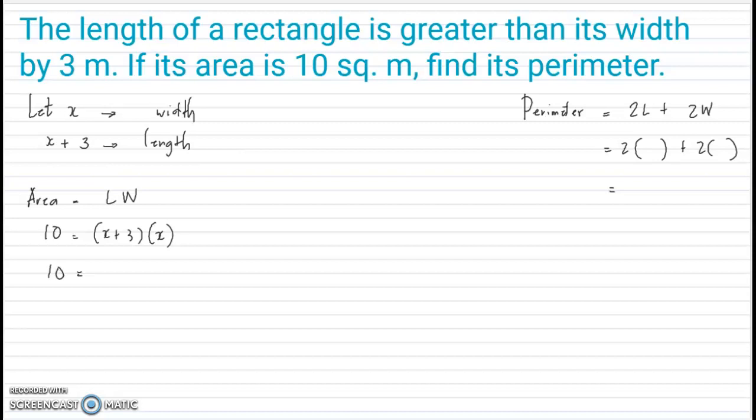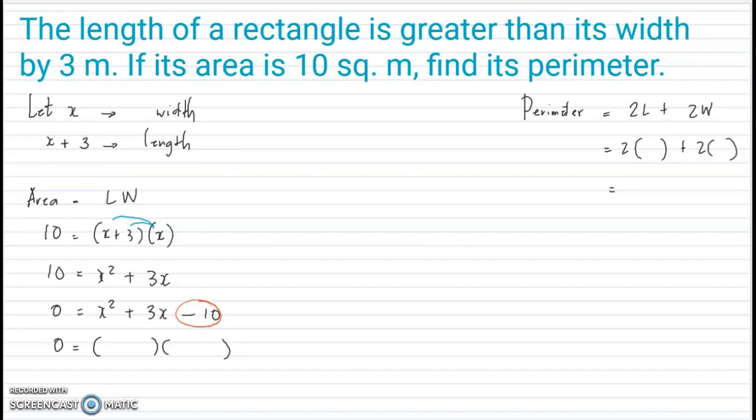We have 10 equals, if we multiply this, x squared plus 3x. Let us arrange the terms so that this is in the general form of a quadratic equation. We have x squared plus 3x. The 10 at the left of the equal sign transposed becomes negative 10. And we can solve this using factoring.